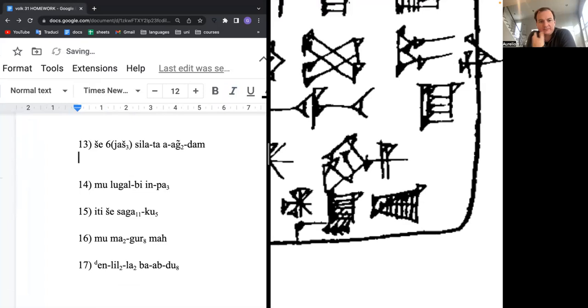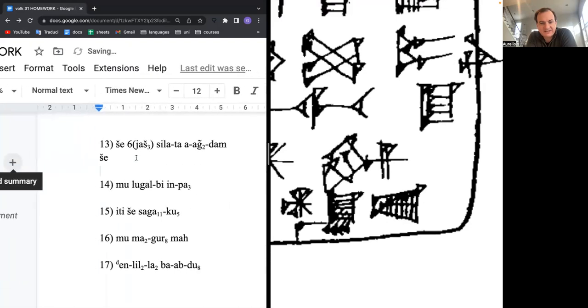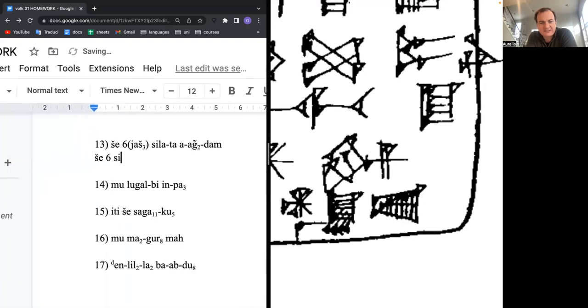Right. So let's have a quick go at it, although I'm struggling with the end. She, I think, is barley, and Nash is, well, just the number 6. Sila is a measure, about a liter. Sila ta, so it looks like it has an ablative stuck at the end of it. So far so good. Now comes the tricky part.